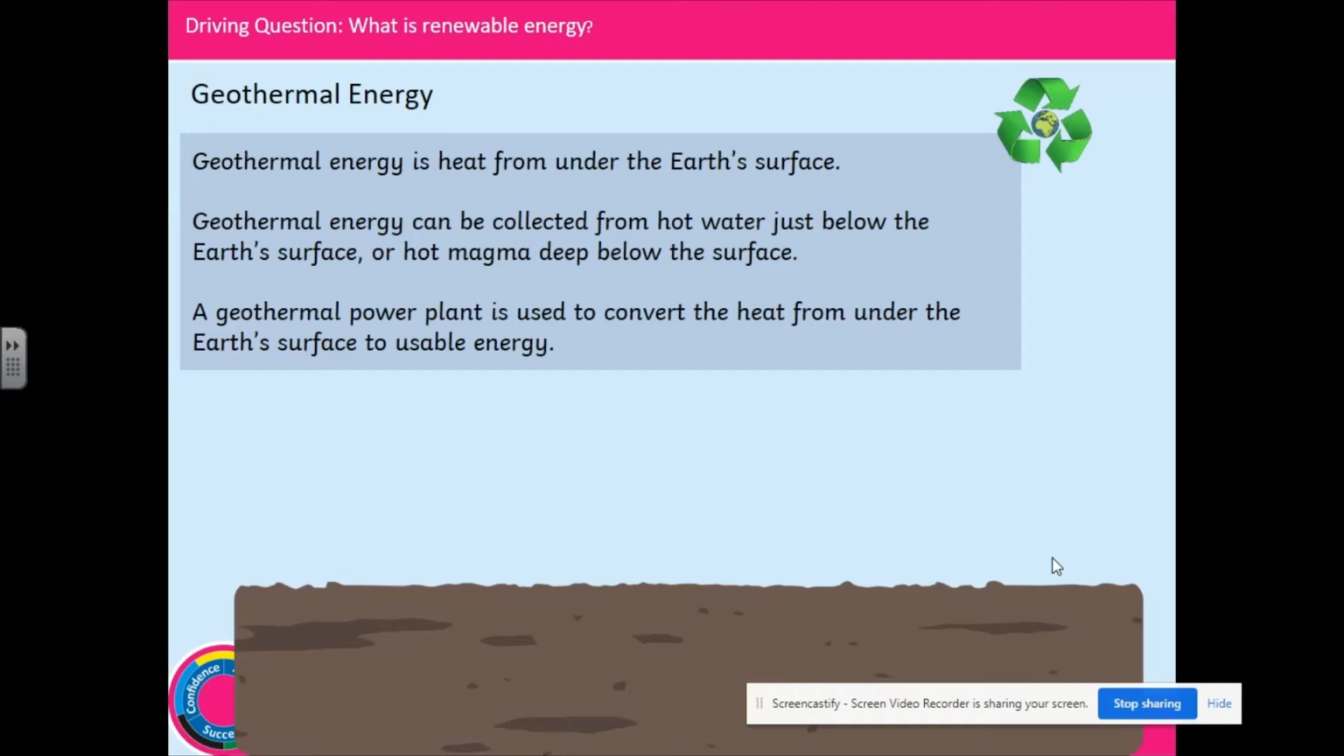What happens is that they dig into the ground and send very cold water. When the water touches the hot magma, it produces steam. That steam is harvested and is used to create energy.